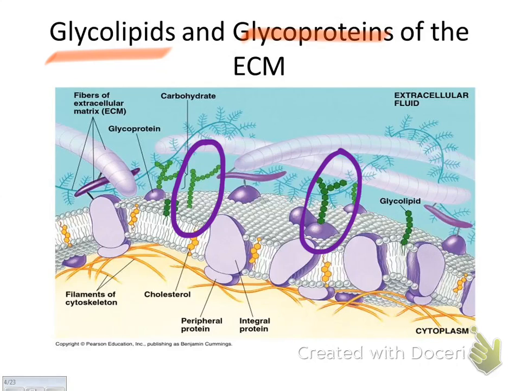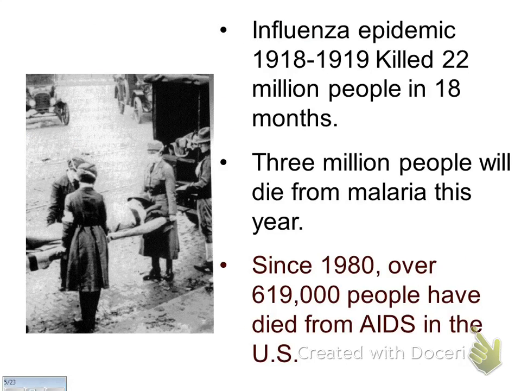Okay, so the next thing. I thought this was interesting, so I put it up here. Influenza, the flu, in 1918 and 1919 killed 22 million people in only 18 months. So I just thought these were some interesting facts.